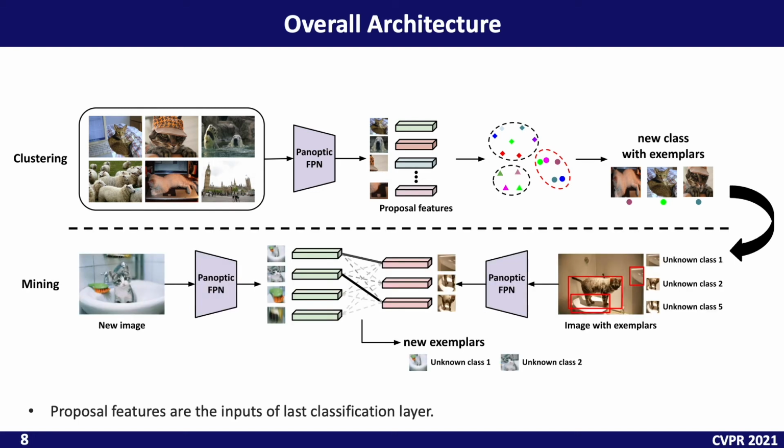Then once a new image comes, we extract the proposal features again and compare them with the sampled exemplar features. If similarity between the proposals and exemplars is high enough, the proposal is considered as a new exemplar for the corresponding unknown class.